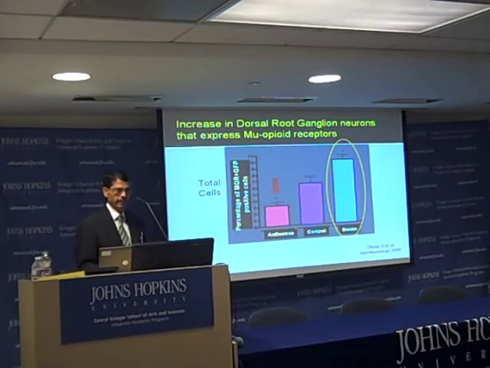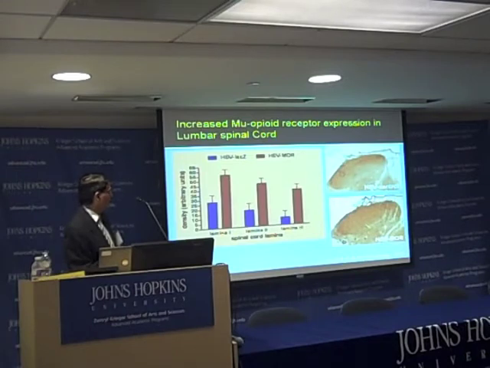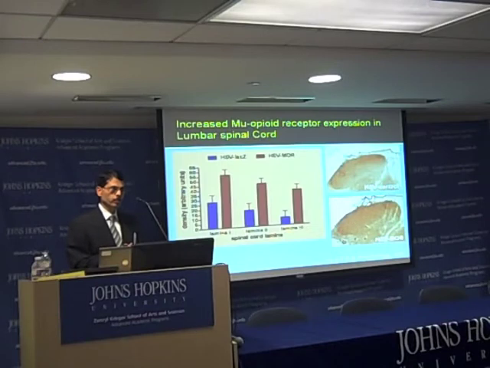We also looked at the expression of the opioid receptors in the spinal cord, and using these viral vectors, we could show that in the dorsal horn of the spinal cord, comparing the control virus with the mu opioid receptor virus, we had a greater amount of expression of opioid receptors in the different layers of the spinal cord. So in essence, we've increased the number of mu opioid receptors in the spinal cord and the dorsal root ganglion after the use of these viral vectors.